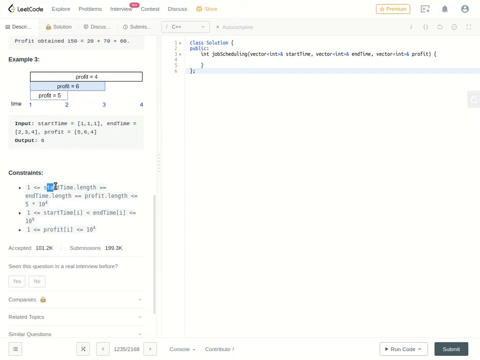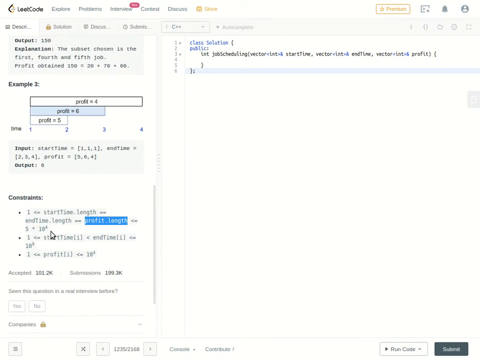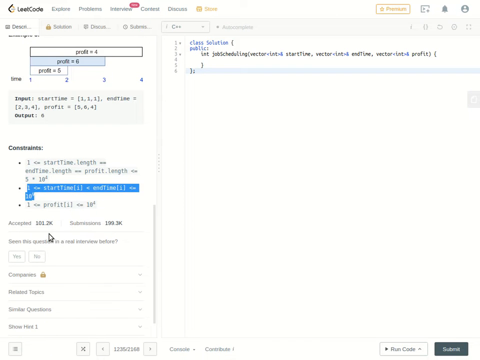We are given that startTime.length, endTime.length and profit.length are equal. We already know that because it's for a single job, and it lies in the range between 1 and 5 times 10^4. So we can use at most an n squared algorithm because it will be in the 10^8 time range. And startTime[i] and endTime[i] are between 1 and 10^9. So we have to be careful when we are multiplying something like startTime[i] and endTime[i] if we are using a mathematical ad hoc algorithm. And similarly, the profit can be between 1 and 10^4.